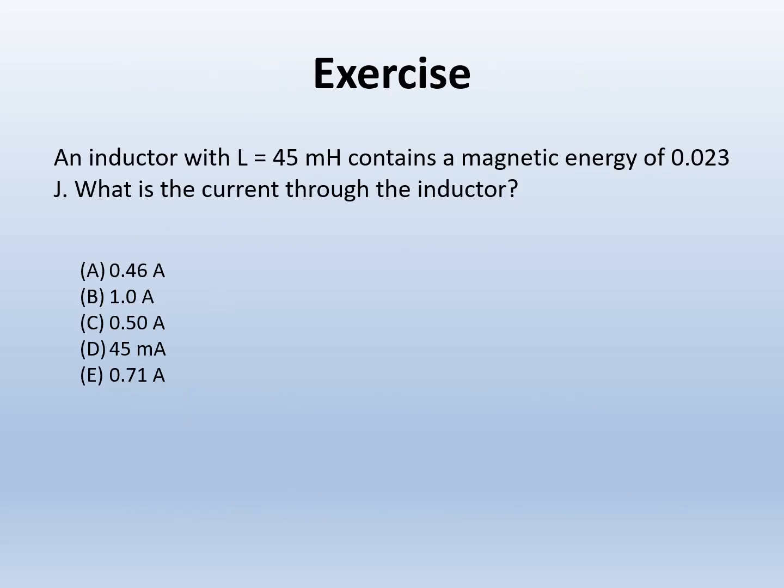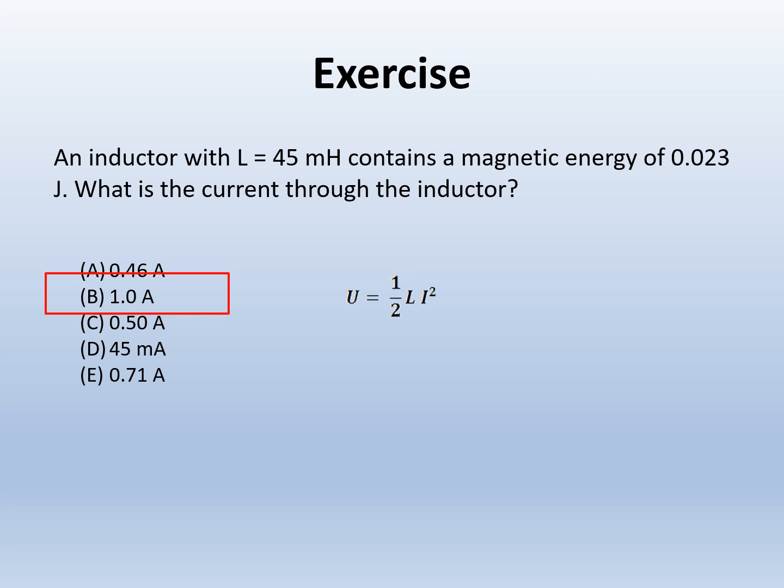Let us apply this idea into an exercise. Here we have an inductor that stores 0.023 joules, and the inductance is 45 millihenry. The exercise wants us to find the current through the inductor. So that is straightforward. We are going to use the potential energy in the inductor equals half L I squared. We know everything except the current.